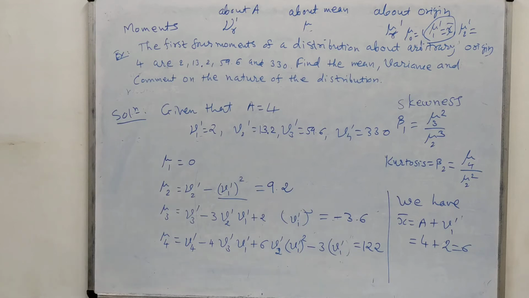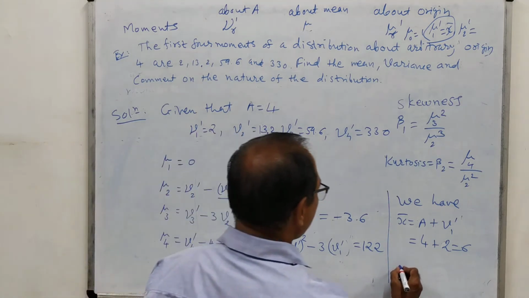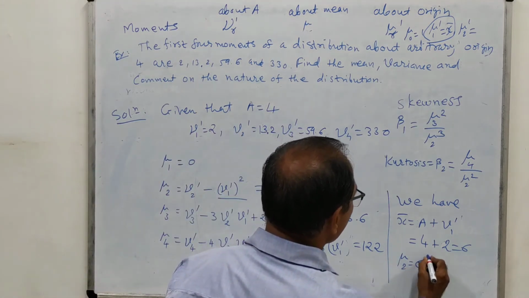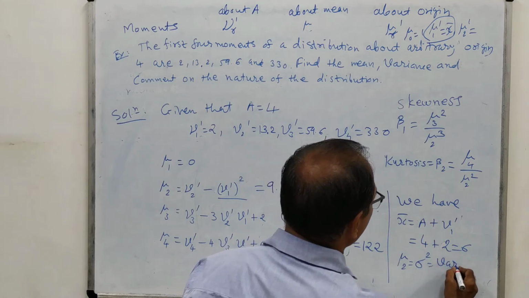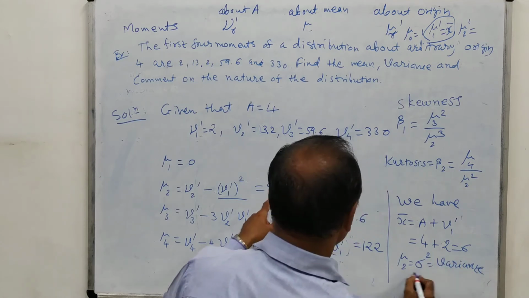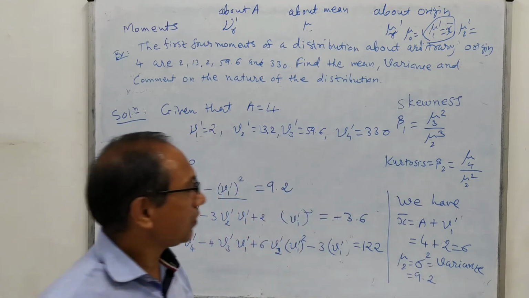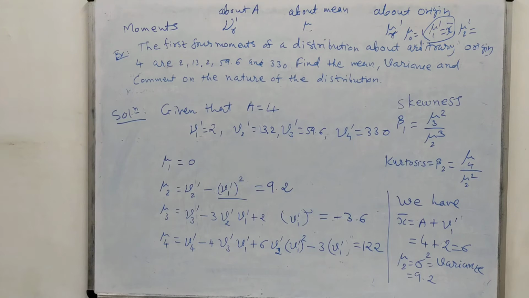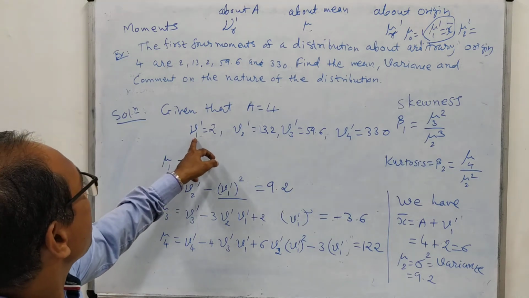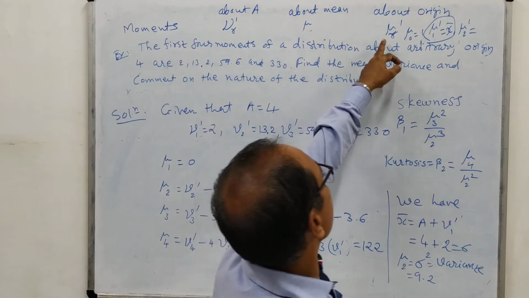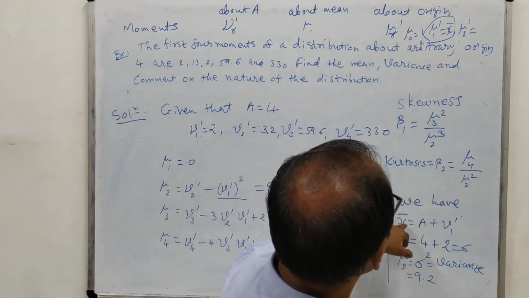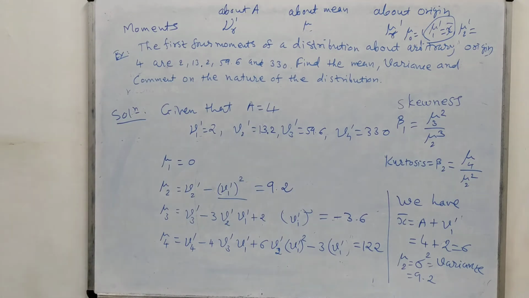Then we will find the variance. Variance is nothing but mu2, where mu2 equal to sigma square. We have already obtained mu2 as 9.2, so that is the variance. If instead we had been given mu1 dash, mu2 dash and mu3 dash, then we could obtain x bar as mu1 dash itself. Now we will focus on finding beta 1 and beta 2.